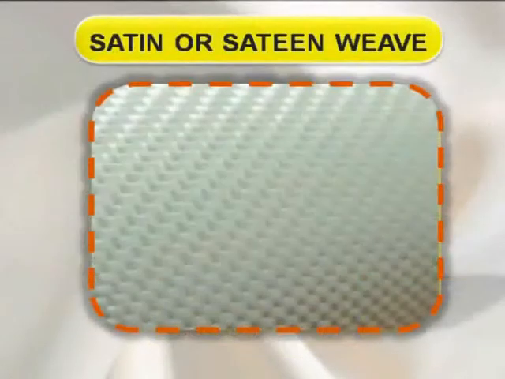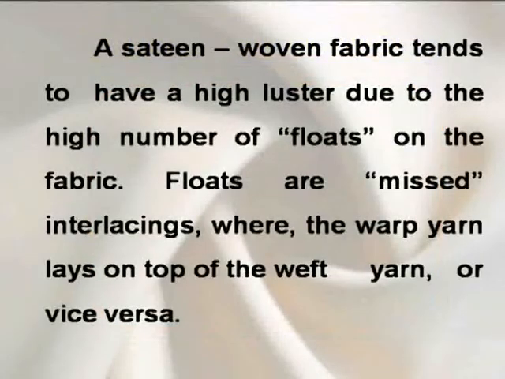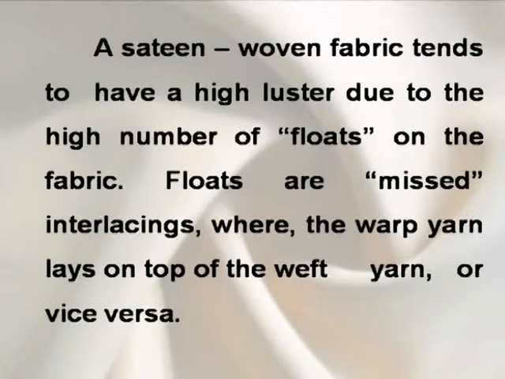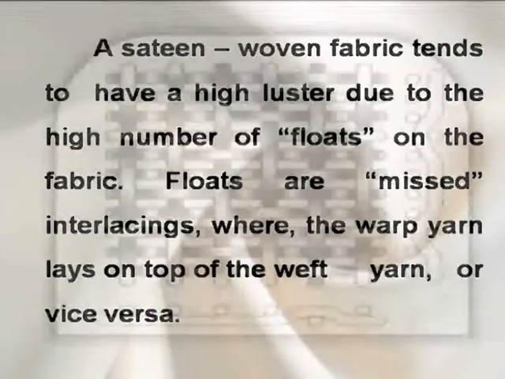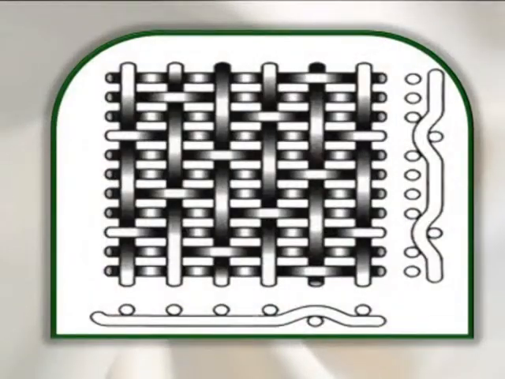Satin or sateen weave. A sateen woven fabric tends to have a high luster due to the high number of floats on the fabric. Floats are missed interlacings, where the warp yarn lays on top of the weft yarn or vice versa. This type of weave requires a minimum set of 5 warps and 5 wefts.